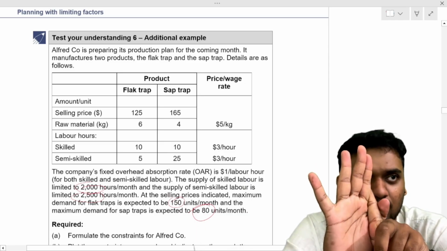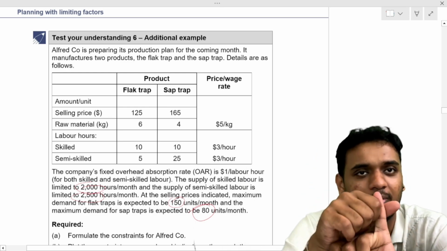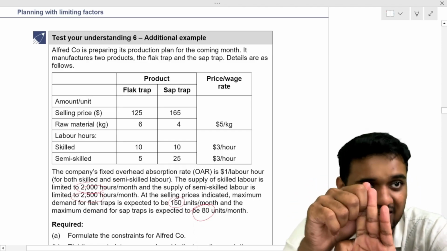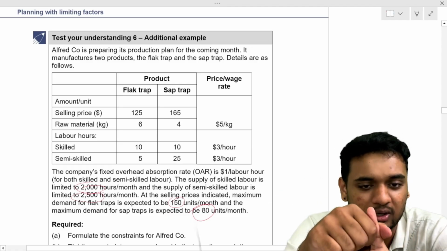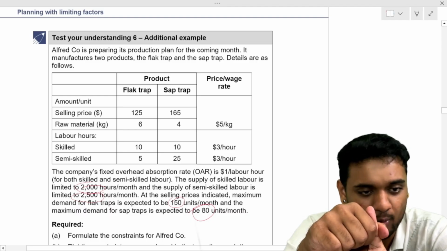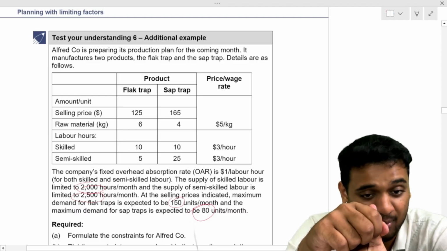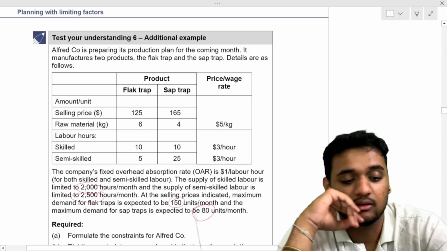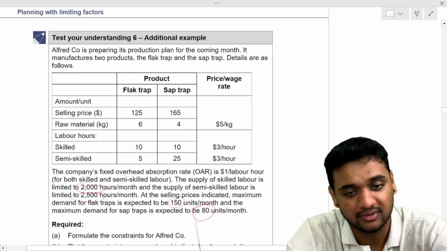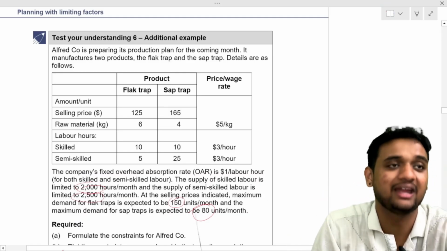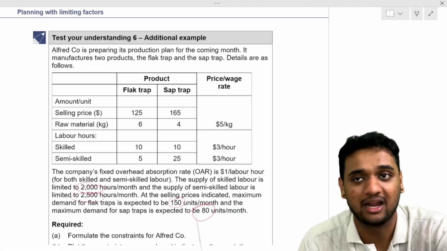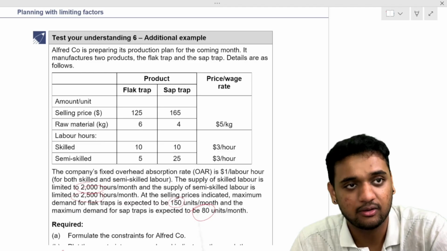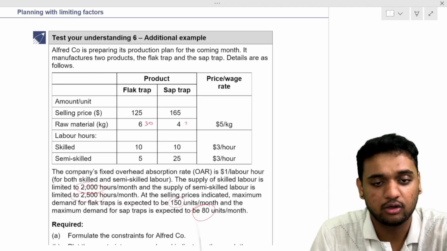Sales minus variable costs. What are the 4 variable costs I told you will be there? Direct material, labor, direct expenses, variable overheads. Is direct material given to us? Yes. 6 and 4 is the amount or kgs? Kgs, they are clearly given as raw material in kgs. So what is the raw material cost of flag trap? 6 kgs into 5 rupees per kg, 30. For sap trap, 4 into 5 rupees per kg, 20.